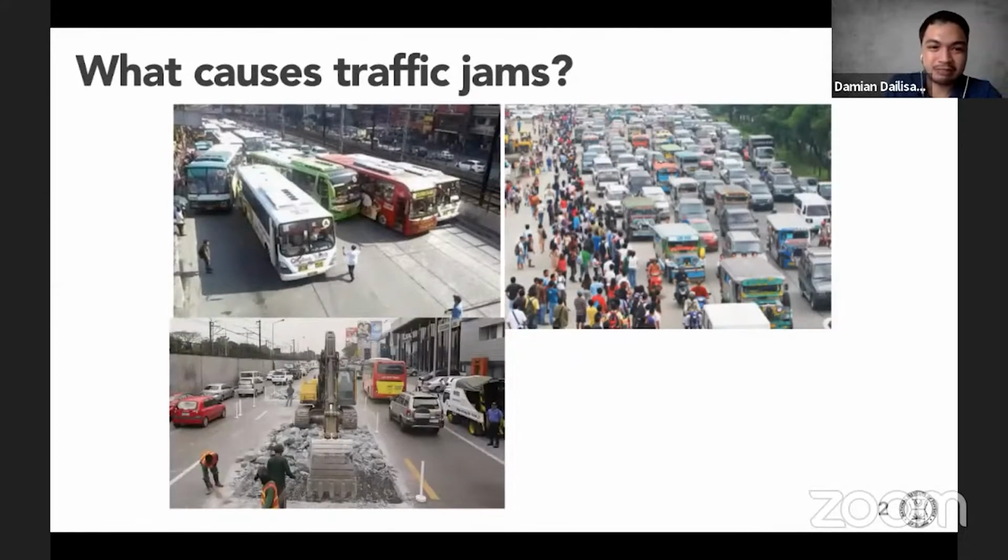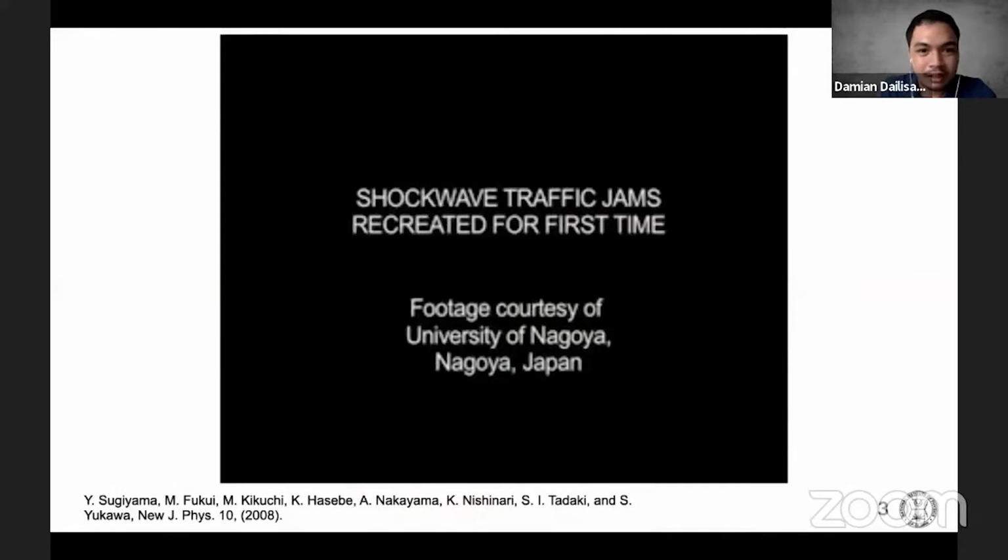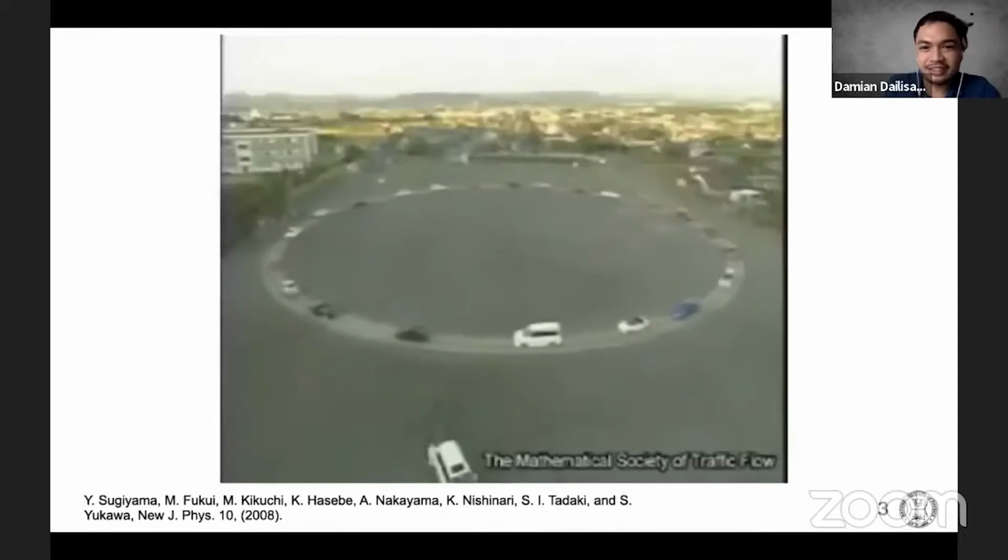Other people would say traffic jams are caused by all of these construction stuff that we do every time on good roads just so we can have better infrastructure. Or traffic jams could also be caused by simply bottlenecks or areas of the road where you have a reduction in the number of lanes. So a group in Japan actually tried to show what causes traffic jams, and the results that they found were pretty surprising. So let's look at this video.